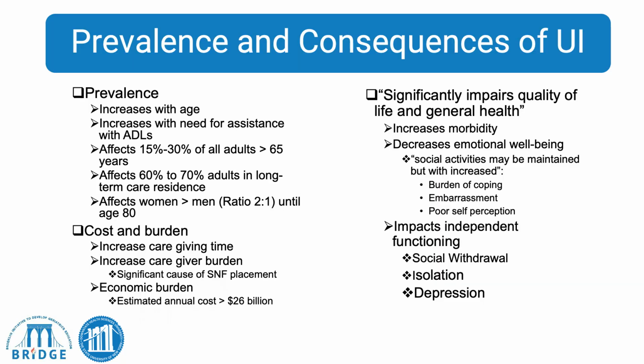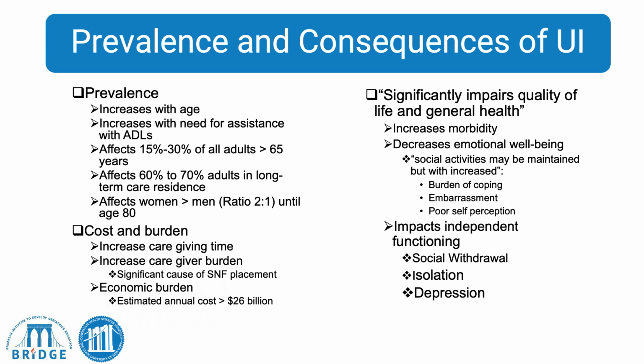Let's consider the prevalence and consequences of urinary incontinence. The prevalence increases with age. In addition, the prevalence increases with the need for assistance with activities of daily living. As much as 30% of older adults above the age of 65 years report urinary incontinence, and as much as 70% of individuals in long-term care facilities report urinary incontinence. Urinary incontinence tends to affect women more than men at a 2-to-1 ratio until the age of 80 years old. There's an increase in caregiving time and caregiver burden. There's also an increased economic burden to the count of $26 billion annually.